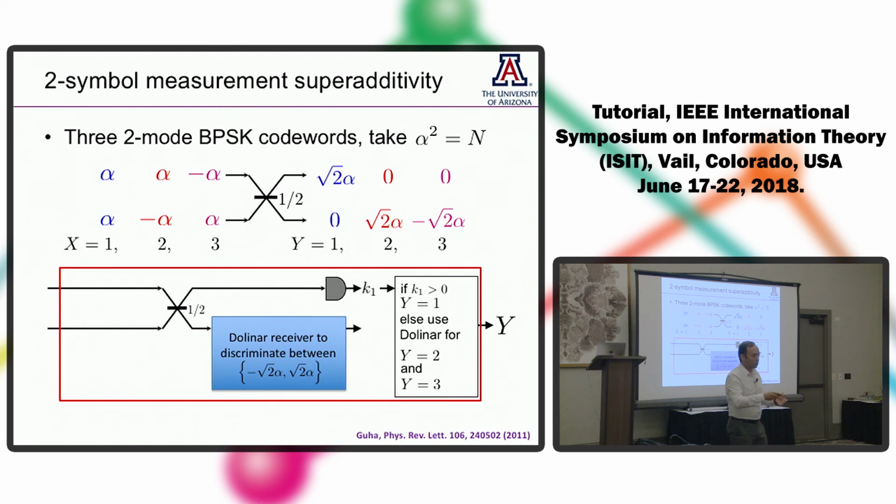So what could we do now? Well, we could put a photon counter over here. If that clicks, I know that it has to come from x equals 1, right? Because these 2 are 0. If it does not generate a click, then I could turn on a Dolinar receiver to discriminate between these 2 BPSK pulses. It's just a BPSK with a different amplitude, square root of 2 alpha. Okay, so let's do that calculation.